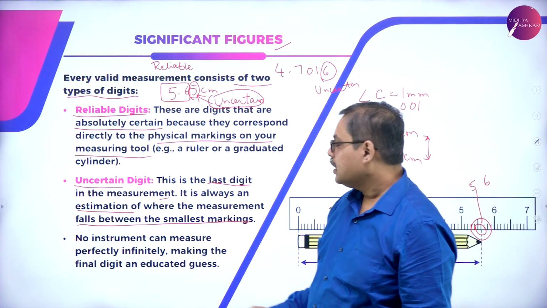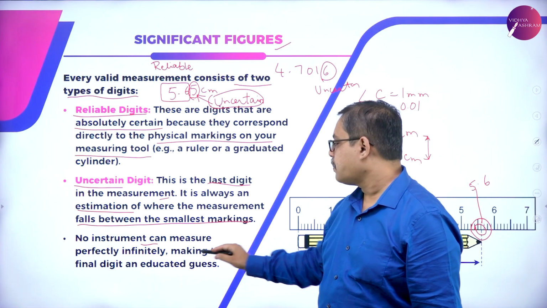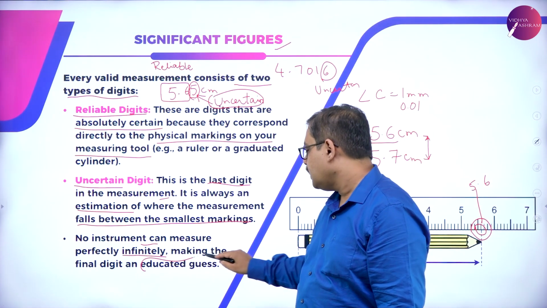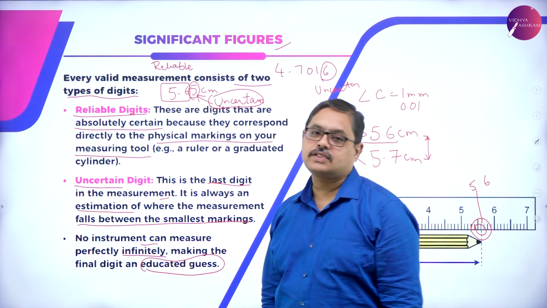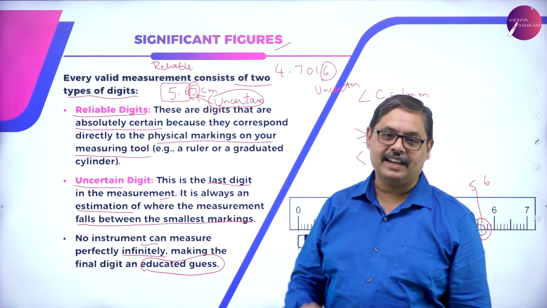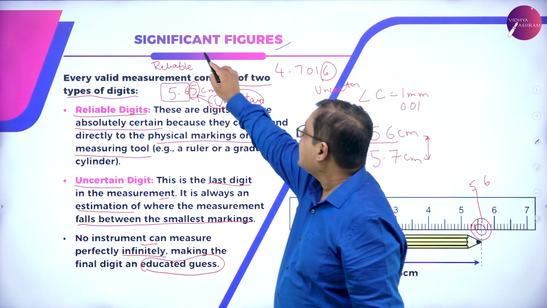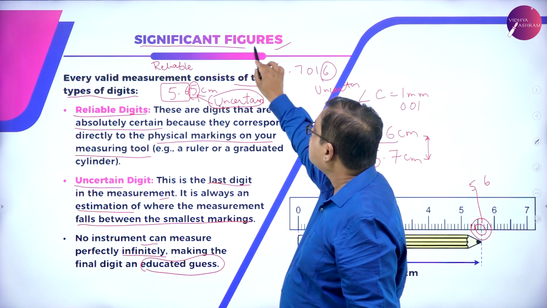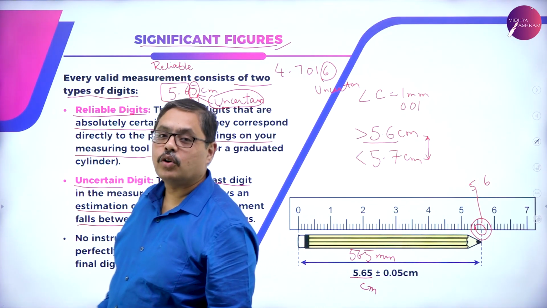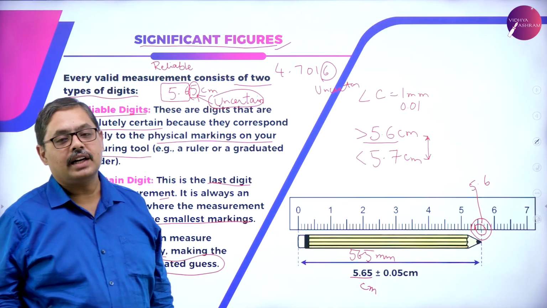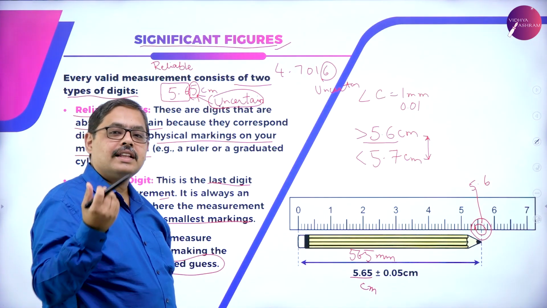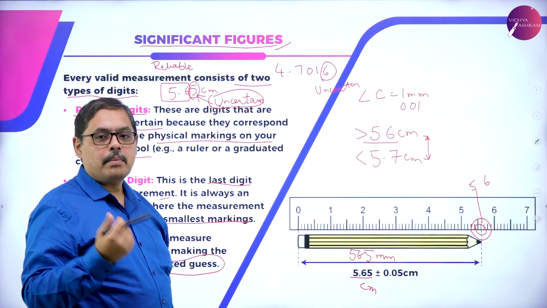Please remember, no instrument can measure perfectly, infinitely, making the final digit always an educated guess. You know the science of measurement, but you are always guessing it. So that is where the significant figures concept comes into the picture. Now let us have a look at the rules so that we can tell what the significant figures in a measurement are.